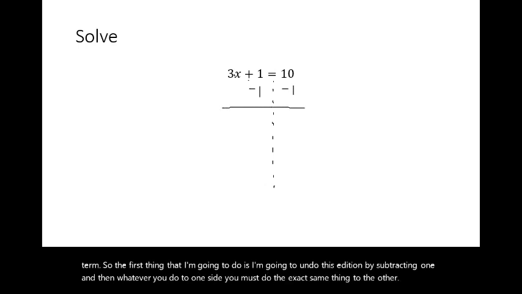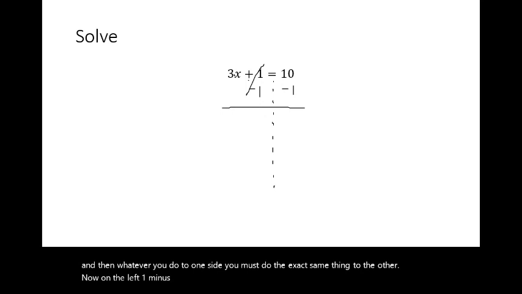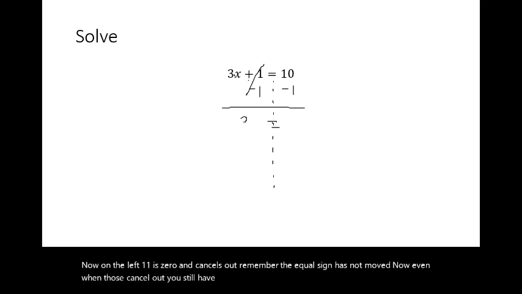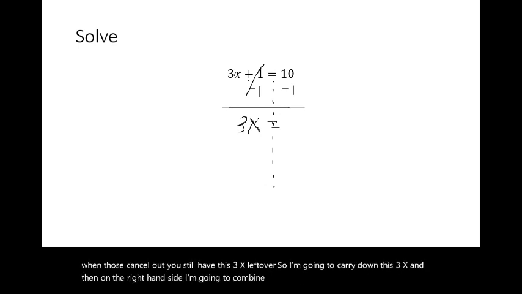Now on the left, 1 minus 1 is 0 and cancels out. Remember, the equal sign has not moved. Now, even when those cancel out, you still have this 3x left over, so I'm going to carry down this 3x. And then on the right-hand side, I'm going to combine these two like terms. 10 minus 1 is equal to 9.